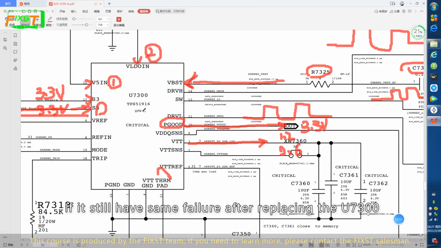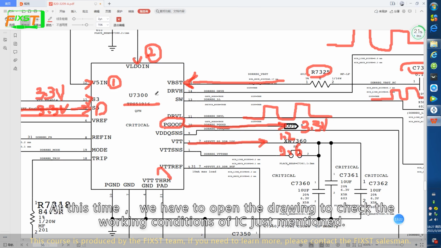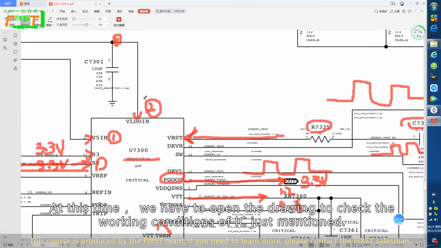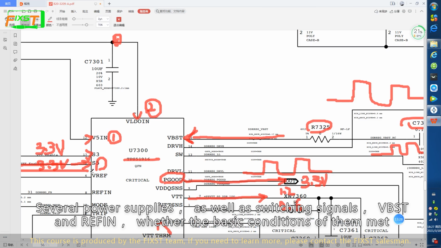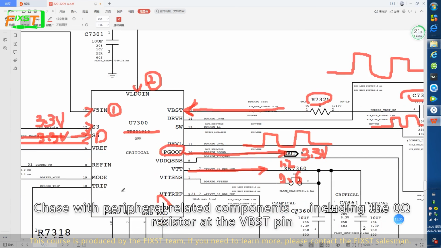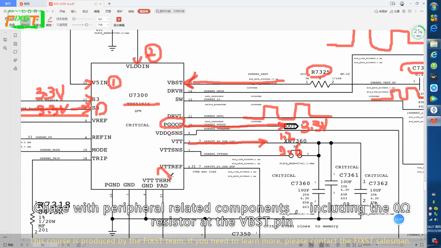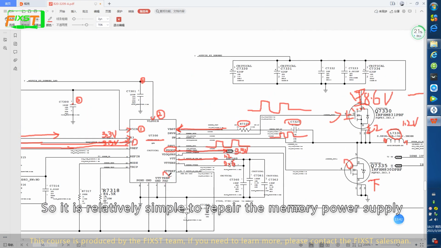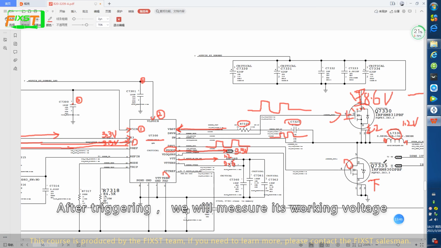If it still has the same failure after replacing the U7300, at this time we have to open the drawing to check the working conditions of the IC just mentioned, several power supplies, as well as switching signals, VBST and REFIN, whether the basic conditions of them match. Check with peripheral related components, including the 0 ohm resistor at the VBST pin, so it is relatively simple to repair the memory power supply. After triggering, we'll measure its working voltage.